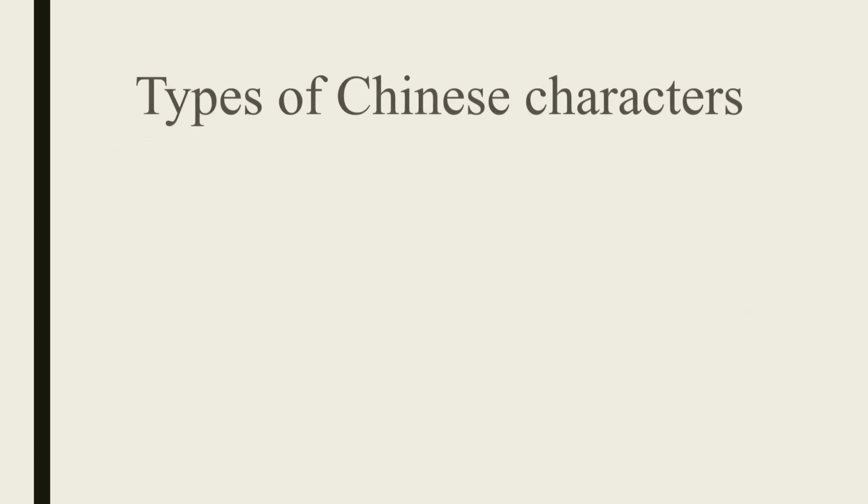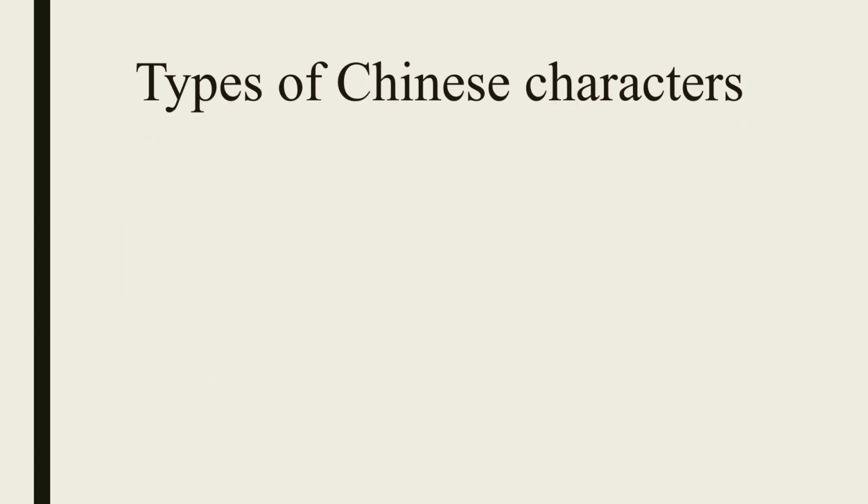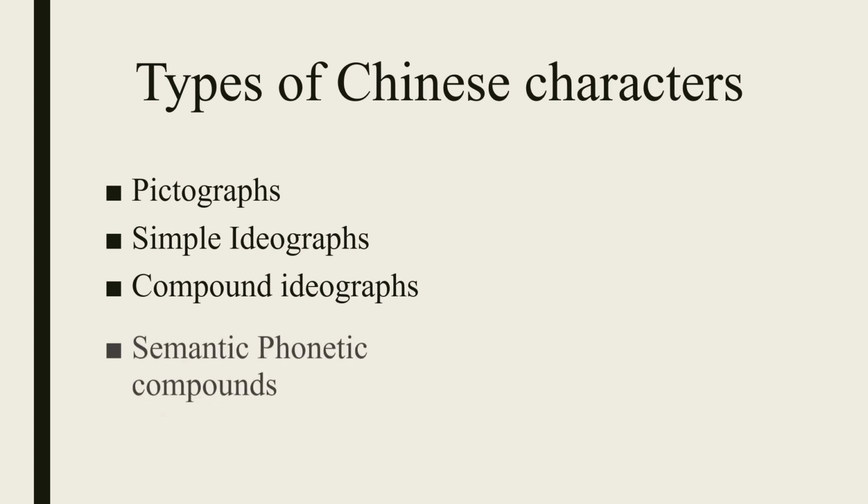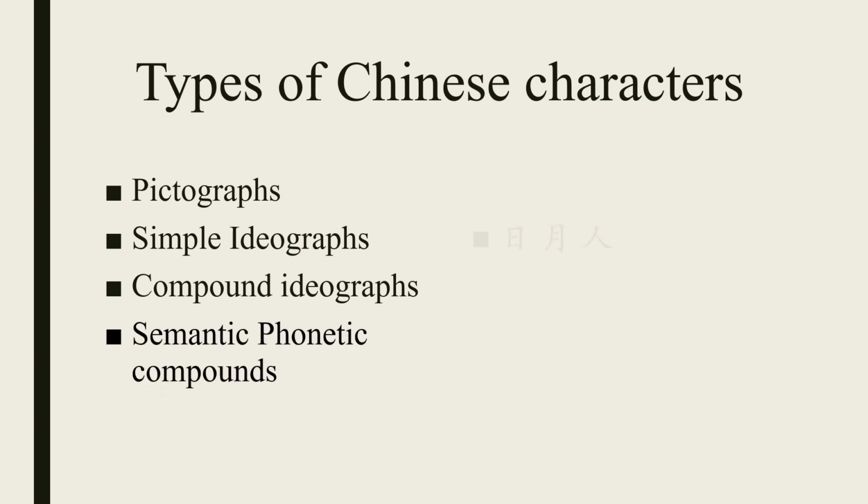Okay, now let's have a summary of the types of Chinese characters. Today we introduced four types: pictographs, simple ideographs, compound ideographs, and semantic phonetic compounds. The first two categories are mainly single characters, and the last two categories are mainly compounds.